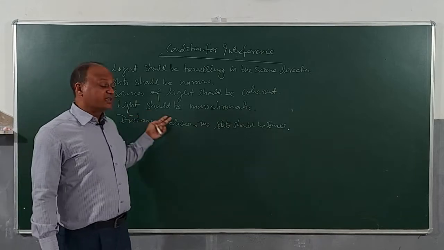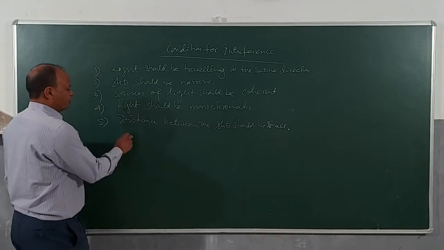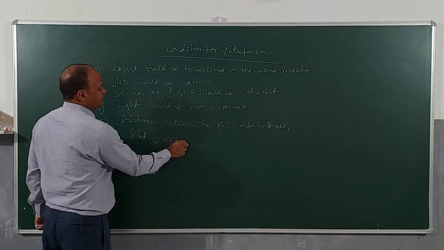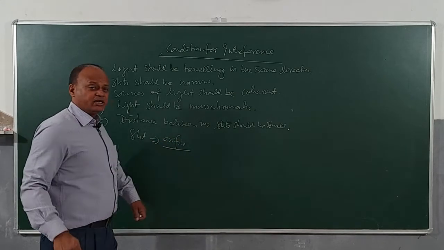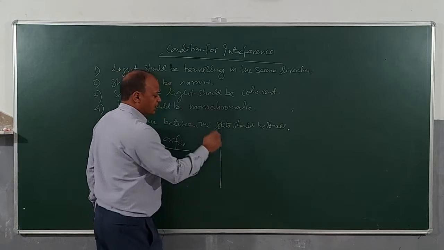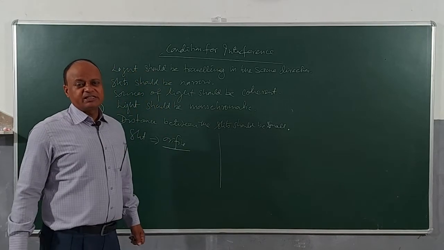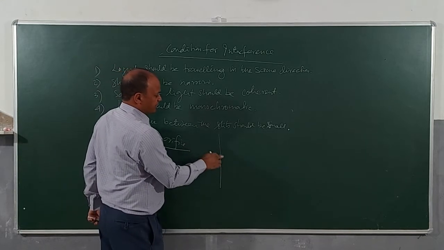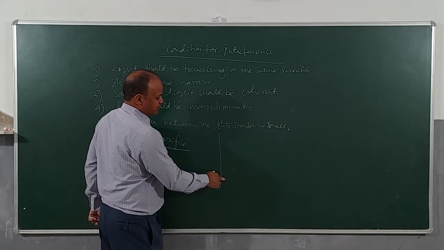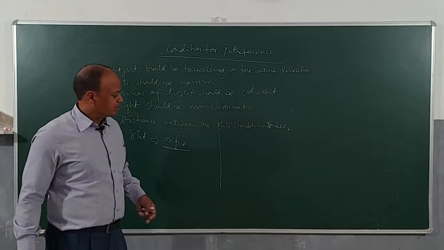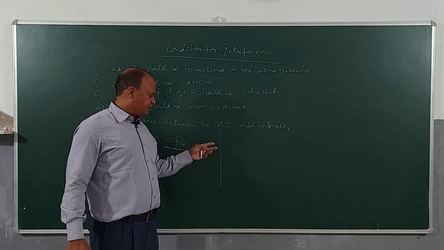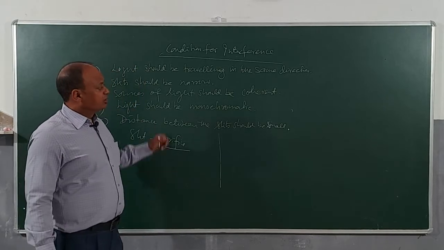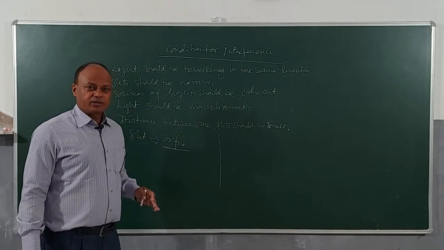Now I am using this word slits. Slit is also called orifice. Now what is a slit? Slit is basically an opaque screen which is placed in front of the source of light with small tiny holes in it. So these holes are called slits. Small openings. You put a screen and make small holes in it. Each hole is called a slit. So these are some of the conditions that we have for interference.